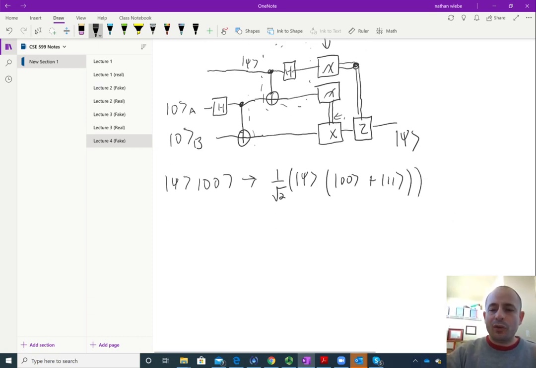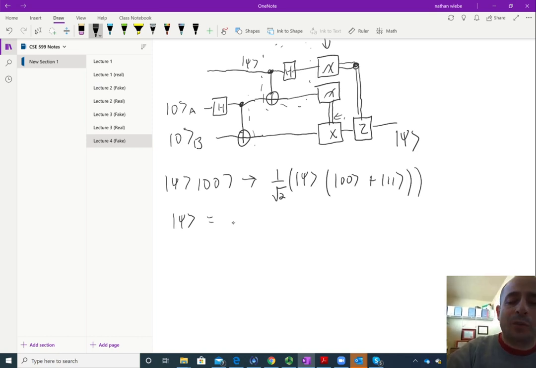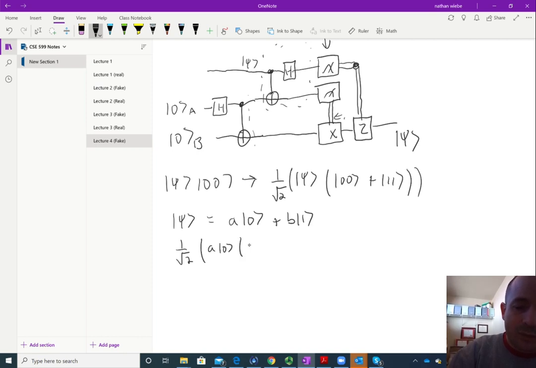So now I'm going to need to express psi in the computational basis. Without loss of generality, I can write it in the form A 0 plus B 1 because it's a single qubit state. So putting that in, I end up getting 1 over root 2 A 0 times 0 0 plus 1 1, plus B 1 times 0 0 plus 1 1.